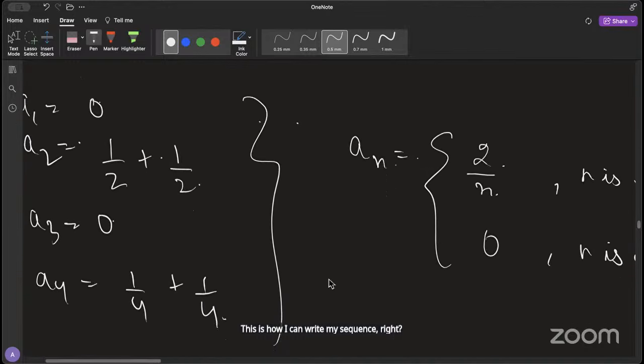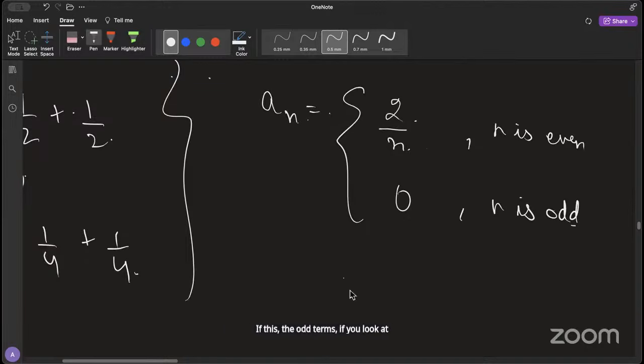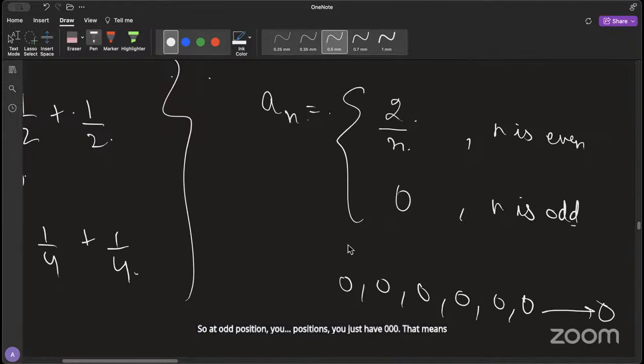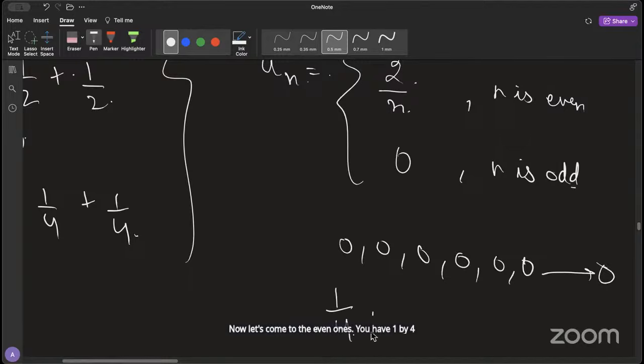Now, where is this going? If you look at the odd terms, they are just 0, 0, 0. So at odd positions, you just have 0, 0, 0. That means this is going to 0. Now let's come to the even ones. At the second position, you have 1 by 4. At the fourth position, you have 2 by 4, which is 1 by 2.